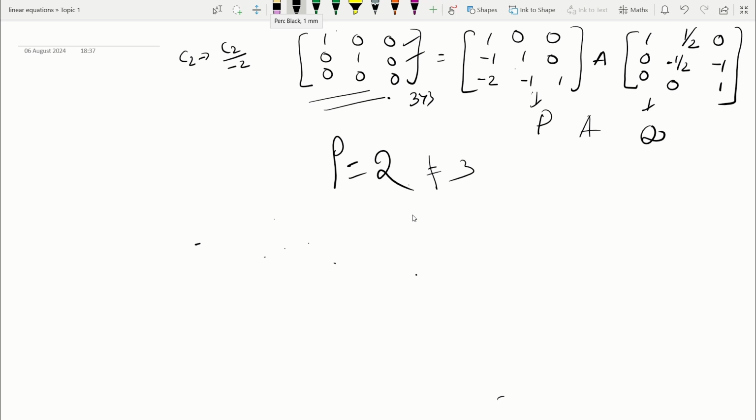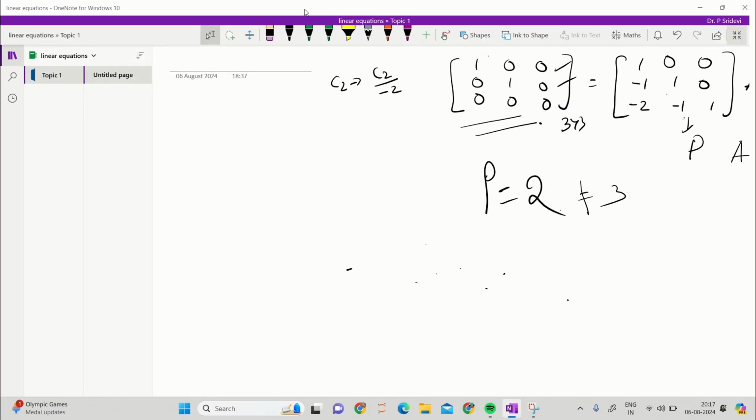Okay, and the main applications: we are using rank to find out how many solutions we are going to get for a system of equations, and to know whether rows are independent or dependent, otherwise whether columns are independent or dependent, and whether the system is controllable or non-controllable. That we can do.